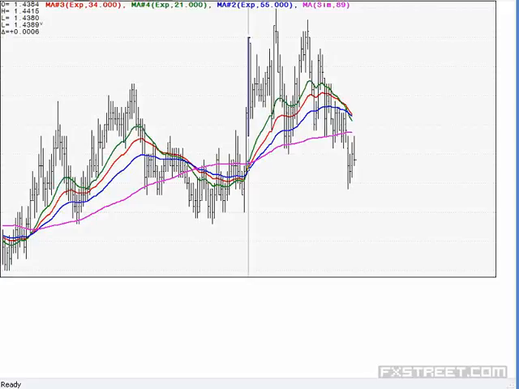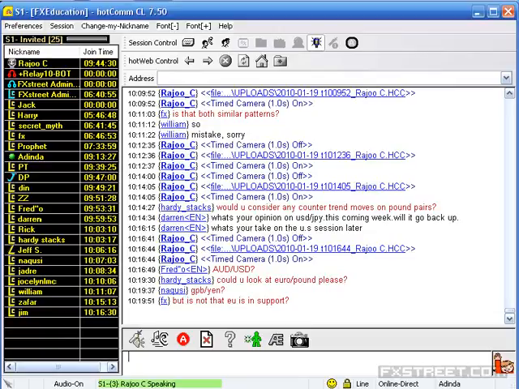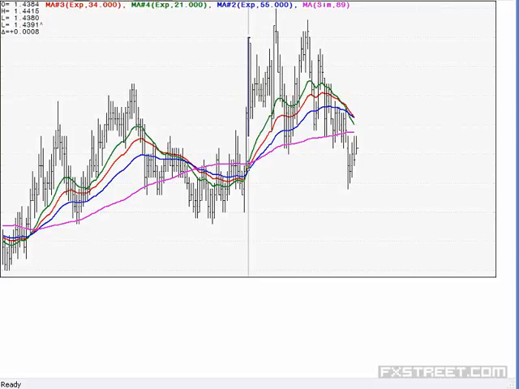The next question is, would you consider any counter trend moves on pound pairs? Can you try to be more specific on pound pairs? Are you referring to all the pound crosses, meaning pound, New Zealand, Aussie, because I do not know which cross in specific you look at. So when you ask questions, please try to say what time frame you are looking at and what the currency pair is.